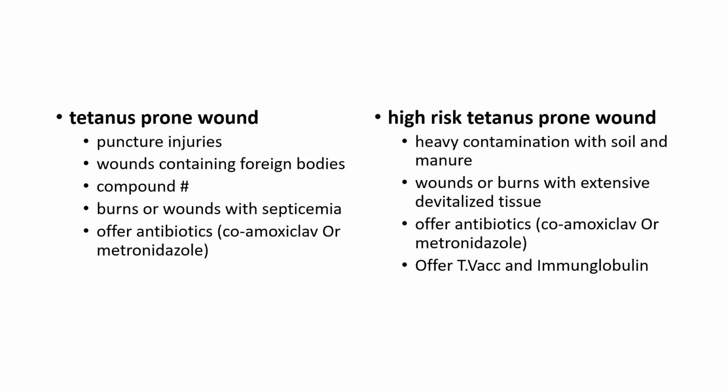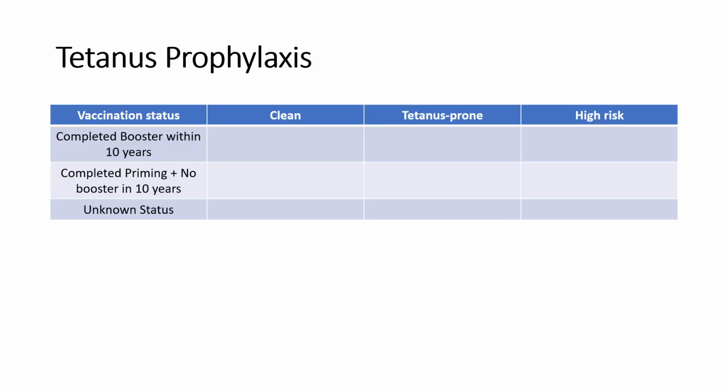And from the word go, we give antibiotic first. Now, if we give vaccination or immune globulin, it depends on the immunity or the protection this person has, and that's why we use this table. It's a very easy table to construct, and it will answer all your questions as relates to tetanus prophylaxis.